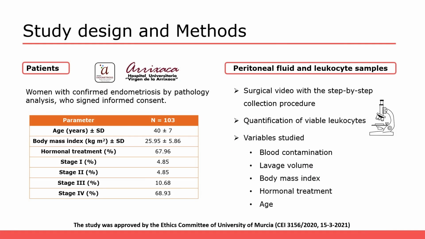For this, we recruited 103 patients with confirmed endometriosis from the Hospital Virgen de la Arrixaca in Murcia, Spain. We performed a video description, including technical recommendations for peritoneal fluid and leukocyte collection, and quantified the viable cells present in the samples. We also analyzed the effect of blood contamination, lavage volume, body mass index, hormonal treatment intake, and age on the amount and quality of the biological material collected.